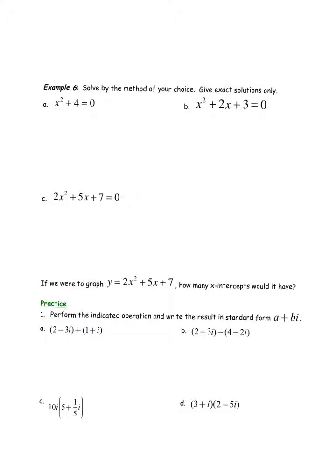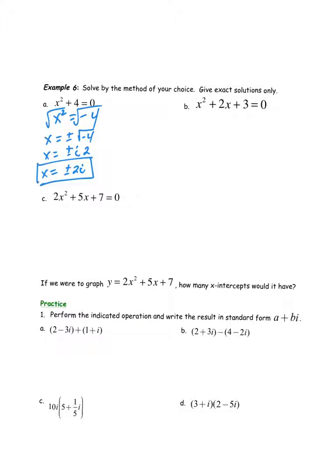So for the first one, x squared plus 4 equals 0. I'd like to solve that by extracting square roots. So I would move the 4 to the other side, take the square root of both sides, and now we'll say x is equal to plus or minus the square root of negative 4. But the square root of negative 4, I'll pull that negative out and write it as i, and the square root of 4 is 2, and then usually we would write that as plus or minus 2i. So this has two imaginary solutions.